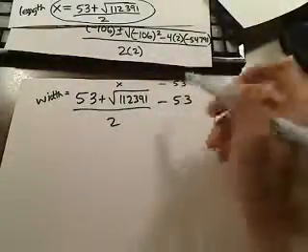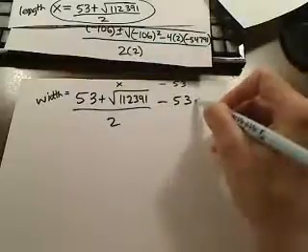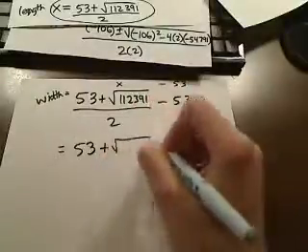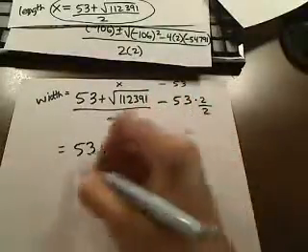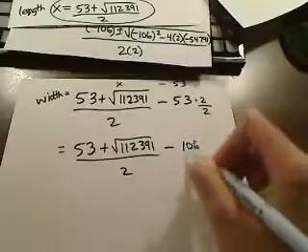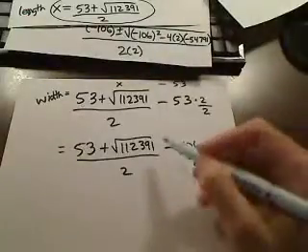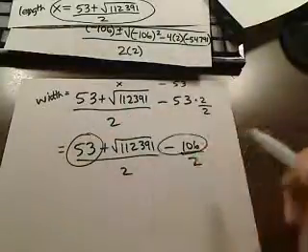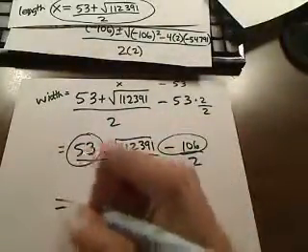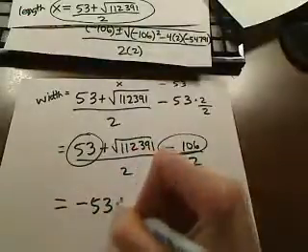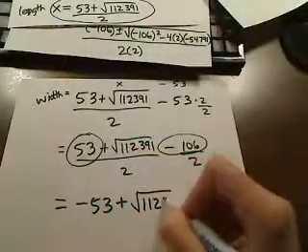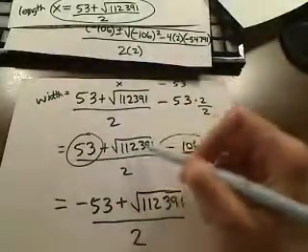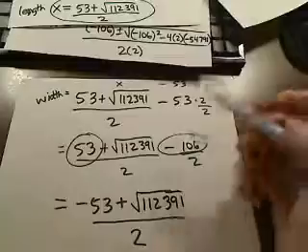Okay. We need to get a common denominator here, so I'm going to multiply by 2 over 2. So this is 53, this whole thing. This is minus 106 over 2. So now that we have common denominators, we can bring the numerators together, and the portions of the numerators that are alike are those two portions. When I add those, I'll get a negative 53. This is still a positive number because overall, it's a positive number because this radical is going to be bigger than that negative 53.